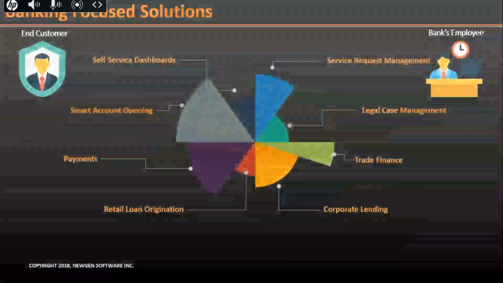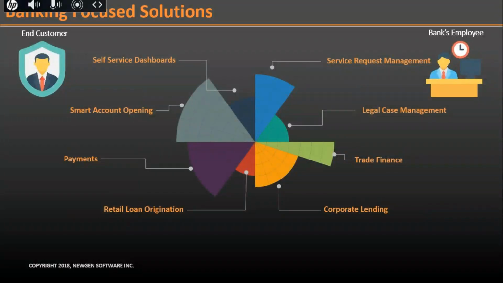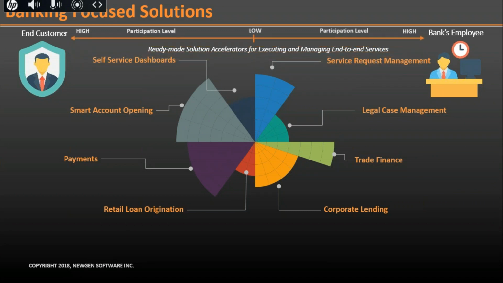Now, I'll quickly take you through Newgen's banking solution portfolio and where we add value in the banking value chain. If you see the slide, the left side talks about a high participation of the end customer. The right side of the slide talks about high participation of bank employees. And all the processes are rated in that cycle.